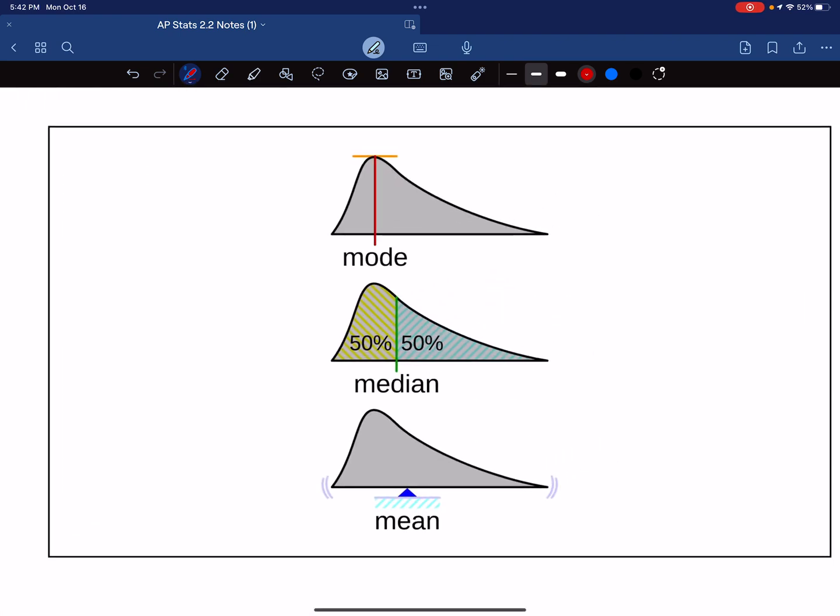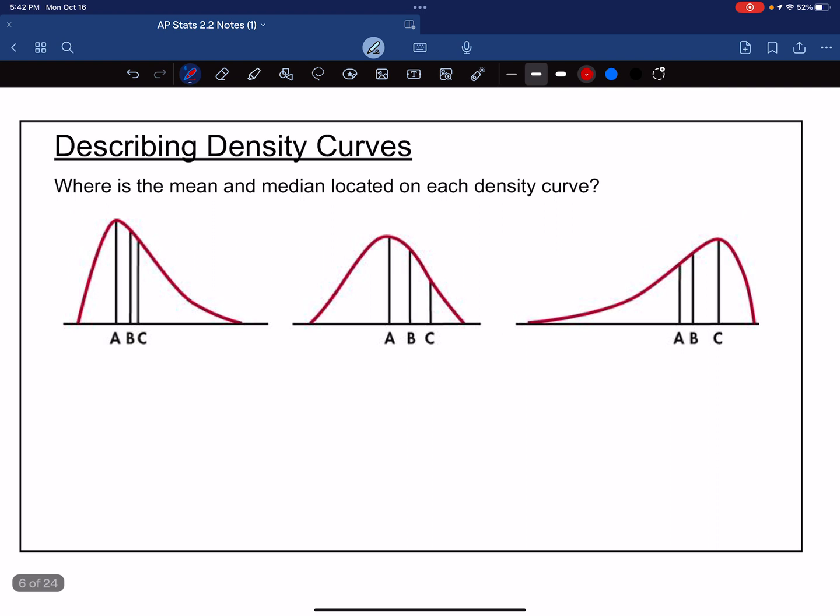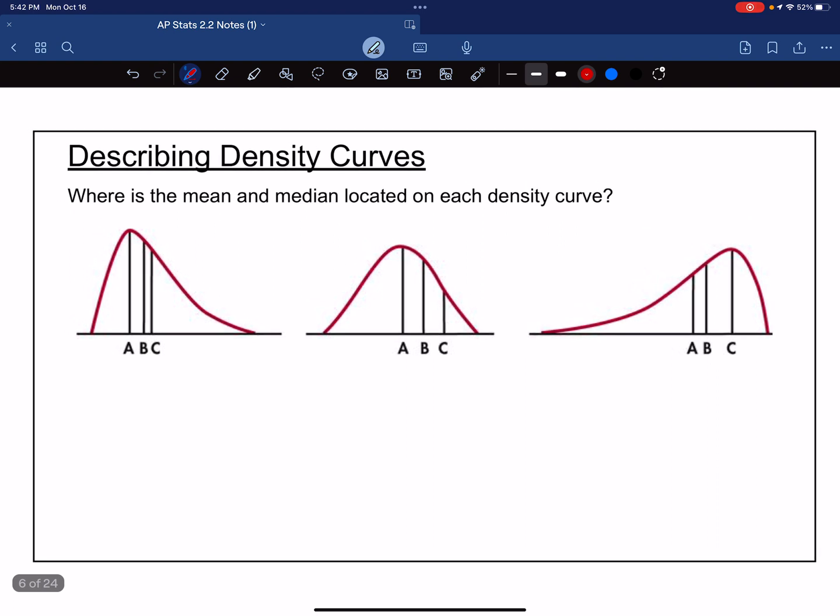This is a really good illustration of what I just said. Here's a little test for you. Which one's the mean and the median? You can pause. Here are the answers. A would be the mode. B is the median. C is the mean. Notice that the mean is closer to the extremes.